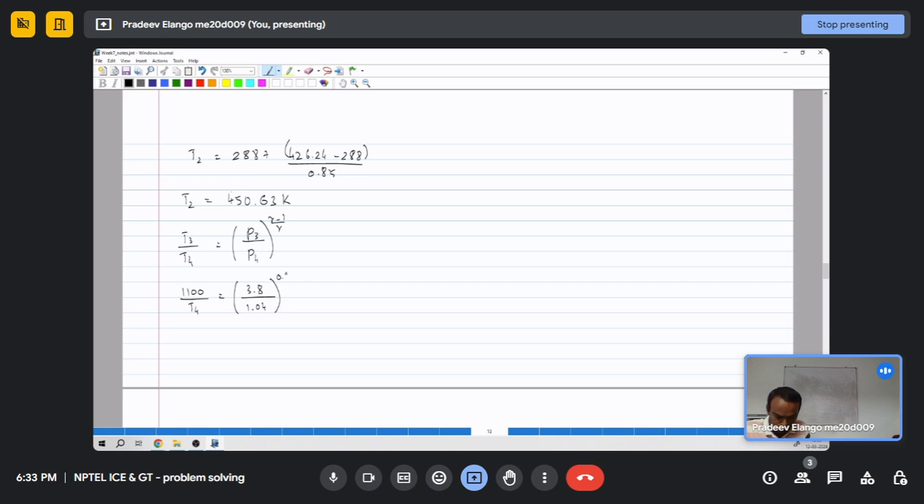So here we have 0.4 by 1.4, so the value of T4 can be calculated as 1100 divided by (3.8 by 1.04) power 0.4 by 1.4. Can you calculate T4? And this is based on the isentropic process, so it is T4S.